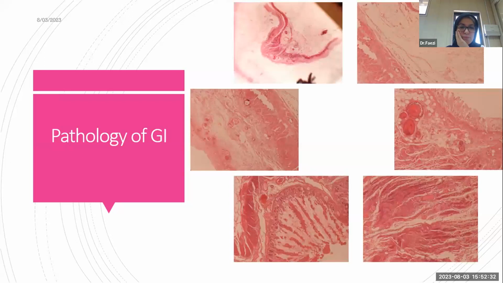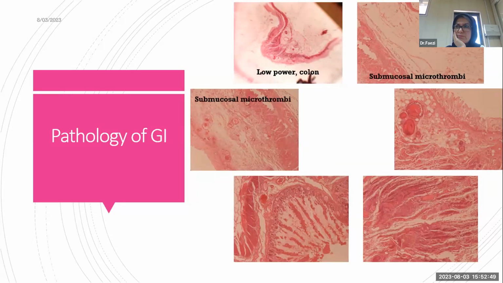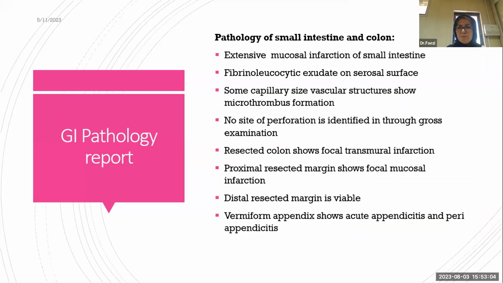Here are samples of the GI pathology. Unfortunately, we couldn't have Dr. Kosari with us today, so I'm going to describe some of them. Here is the low power field that shows colon. Here we can see submucosal microthrombi. Again, in this sample, we have submucosal microthrombi, mucosal infarction in colon, mucosal infarction in small intestine, transmural infarction in colon.